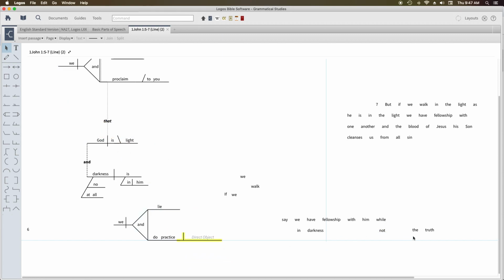Truth. And then we got our modifiers. Not is modifying. We do not practice. And then the definite article here is modifying truth.